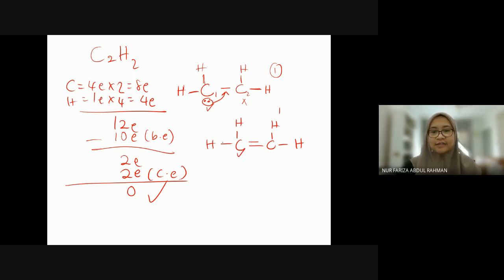So for this carbon, octet: 2, 4, 6, 8. How about the second carbon? 2, 4, 6, 8. So both of them octet. That is how, kalau tak cukup lagi, then you form another bond. So it becomes triple bond. This is double bond kan? Kalau dia tak cukup lagi, that means you form another bond.